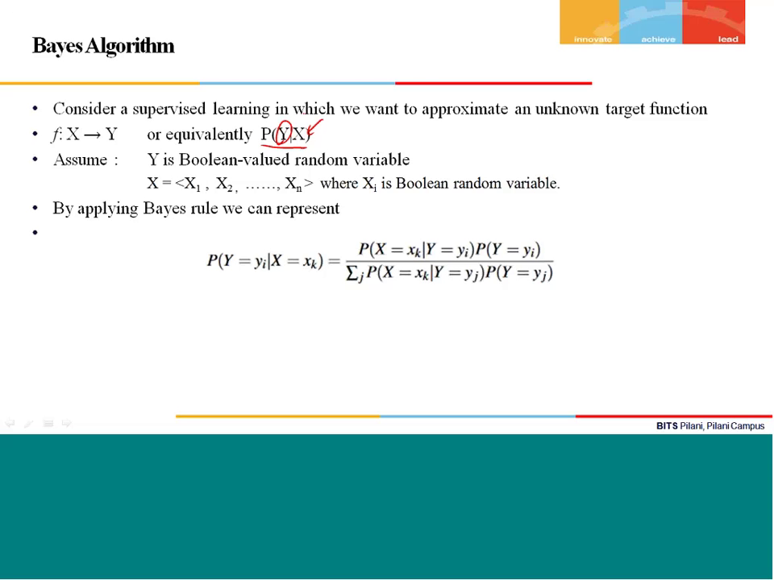In generative classifiers, we estimate the prior probability, and then we estimate the likelihood probability. To recall, the probability of A given B into the probability of B is nothing but a joint distribution. So when I multiply the prior probability with the likelihood probability, I am calculating my unnormalized joint distribution.